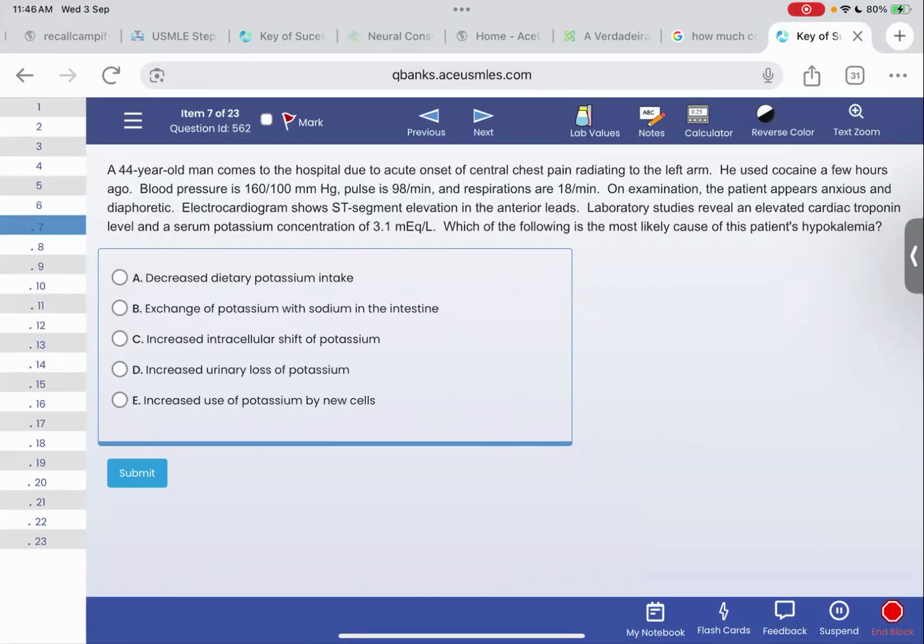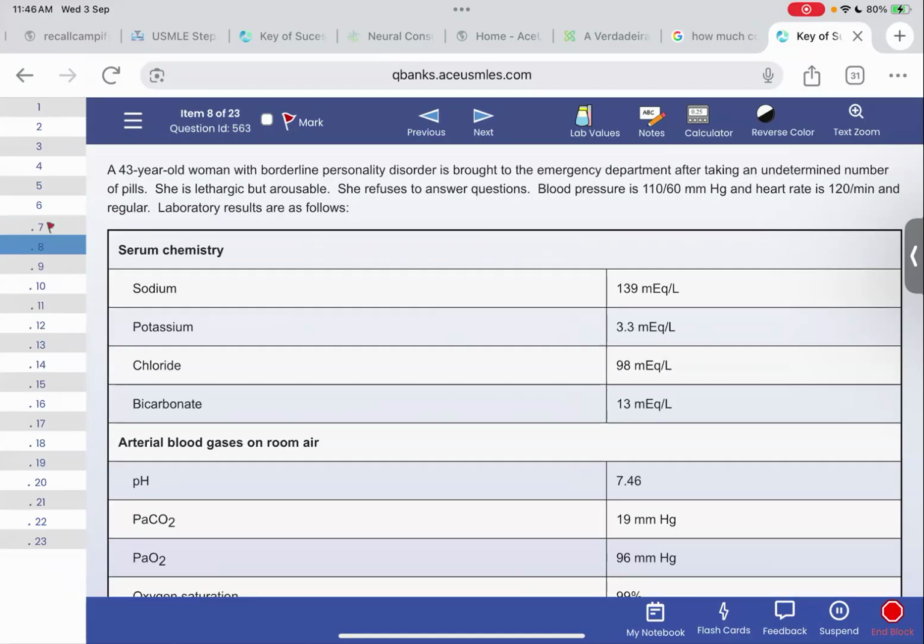We will come back to this question of potassium excretion because it needs some explanation. So let's come to question number 8.